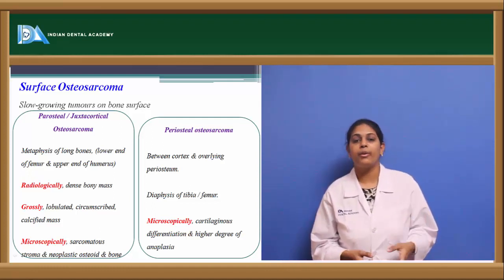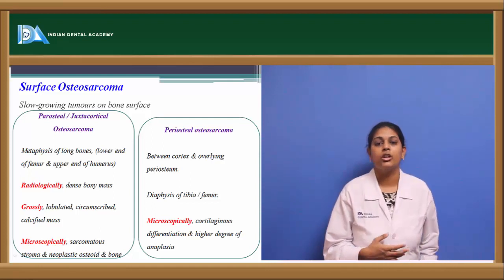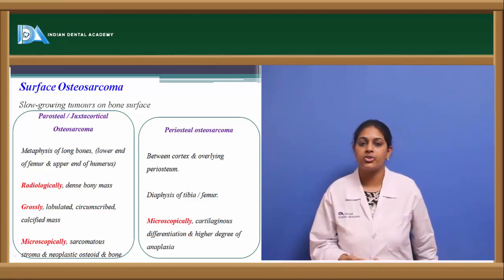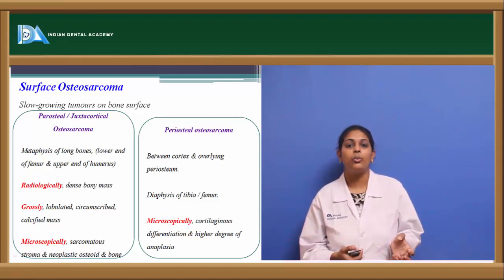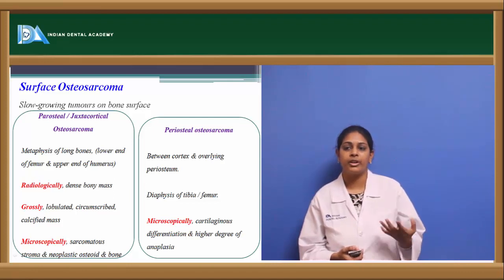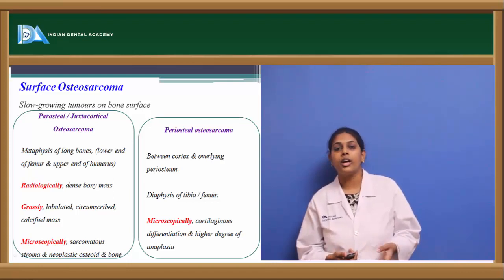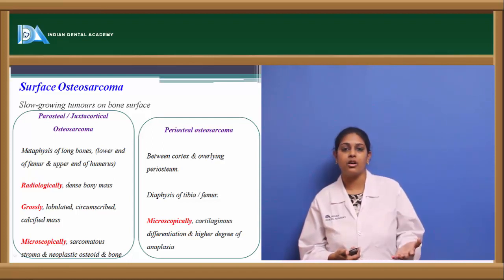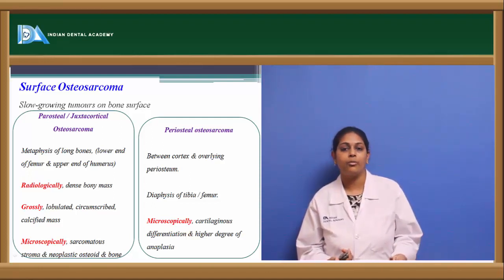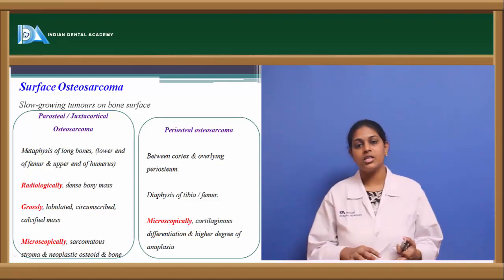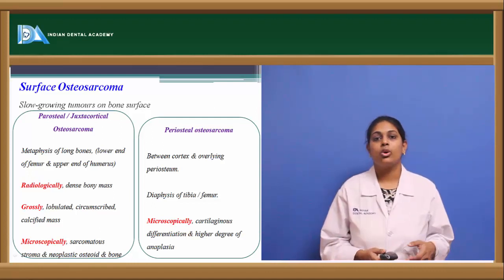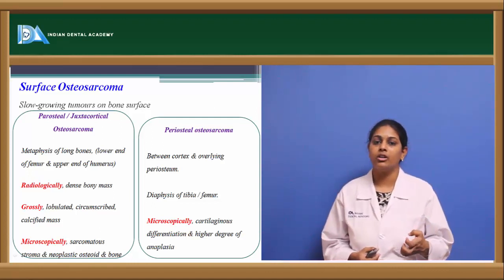Microscopically, what we observe in a parosteal, otherwise juxtacortical, osteosarcoma is sarcomatous stroma, that is, numerous neoplastic cells along with the stroma, a connective tissue with inflammatory cell infiltrate. Other than that, we also see abnormal bone deposited by these neoplastic cells. These neoplastic cells do not resemble osteoblasts, but rather show varied morphologies; polymorphism and pleomorphism can be seen lining the newly formed bone matrix. So this is about parosteal or juxtacortical osteosarcoma.